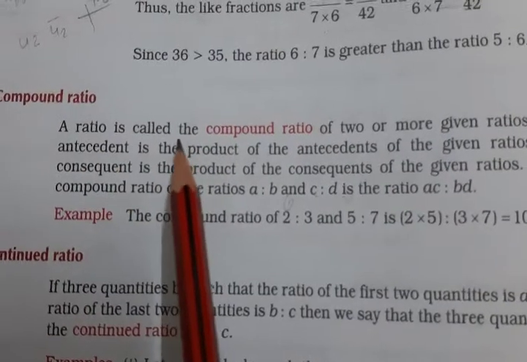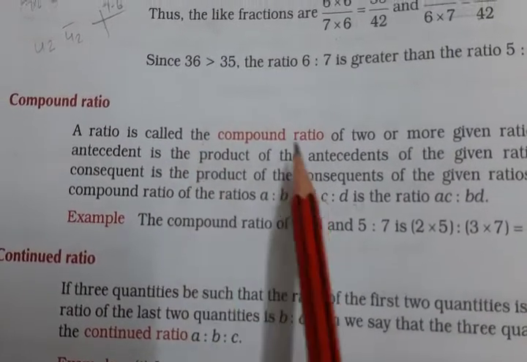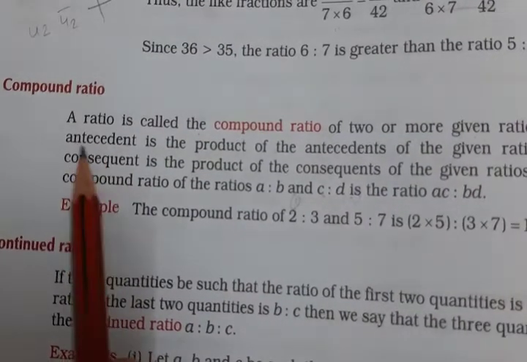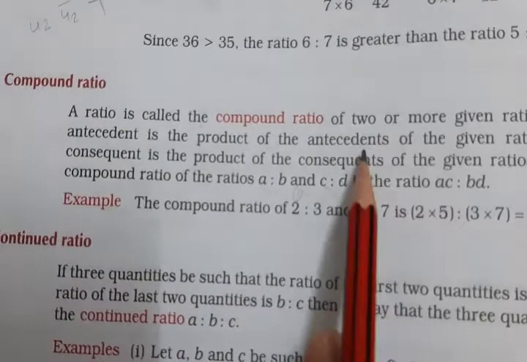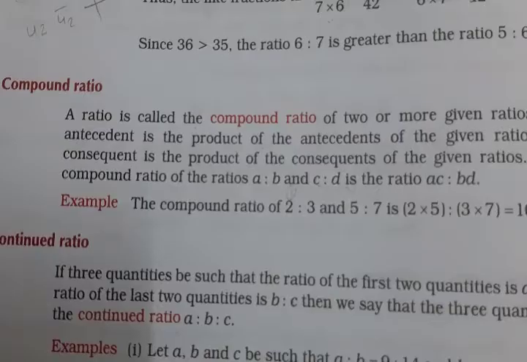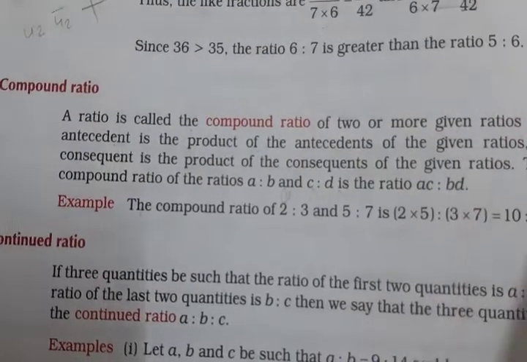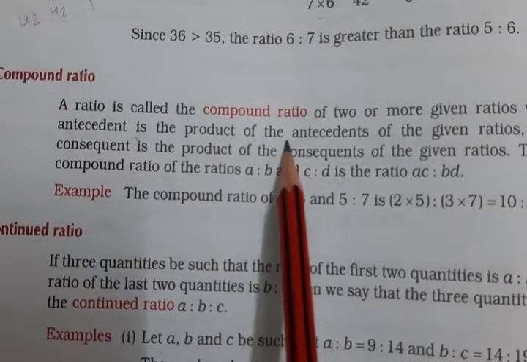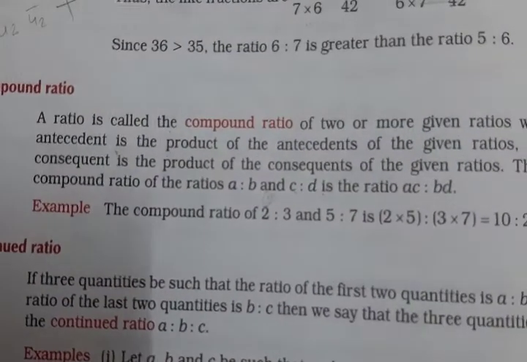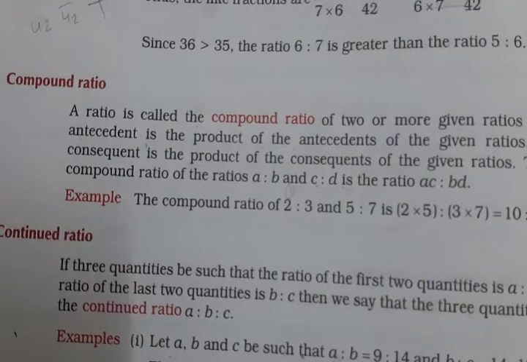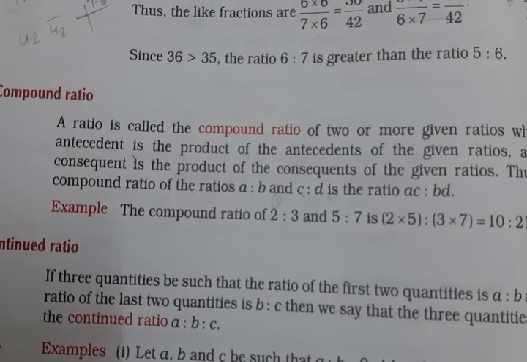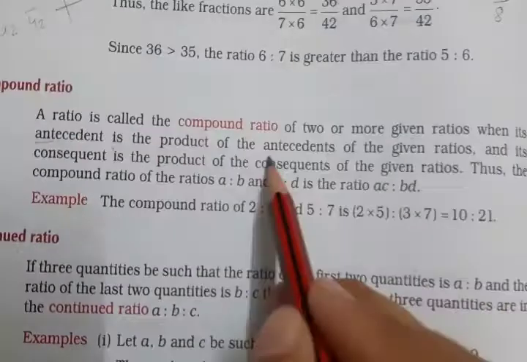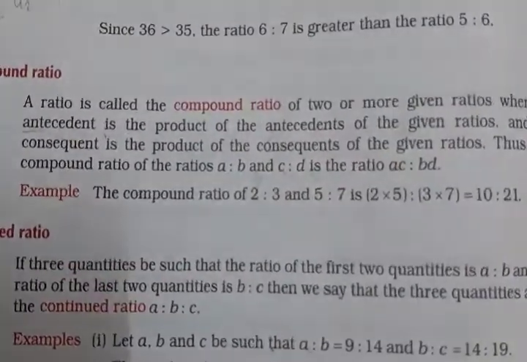Now the next one is the compound ratio. A ratio is called the compound ratio of two or more given ratios when its first term is the product of the antecedents of the given ratios. If we are given two ratios, then the antecedent is the product of the antecedents of the given ratios. In that, we are given two ratios, and we call the first term the antecedent and the second term the consequent.